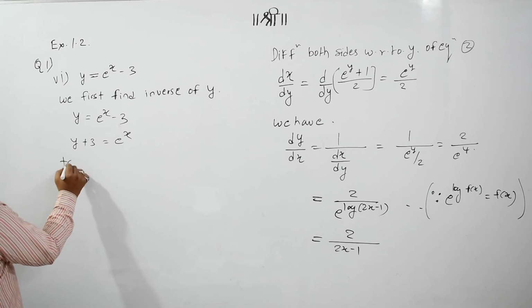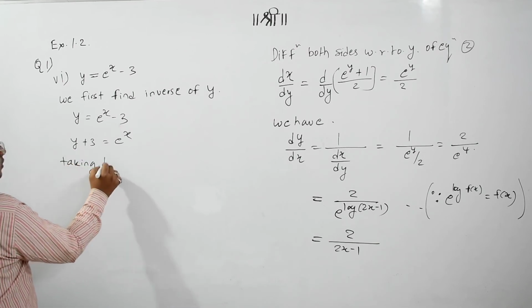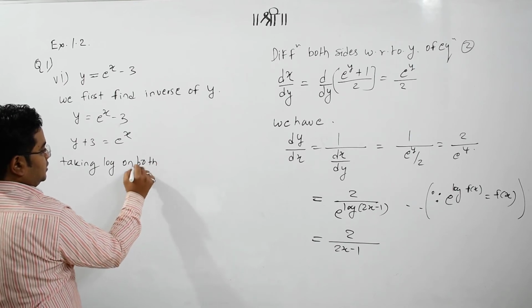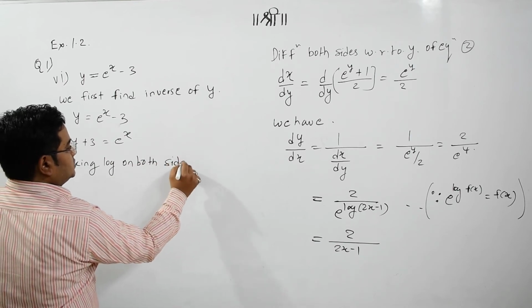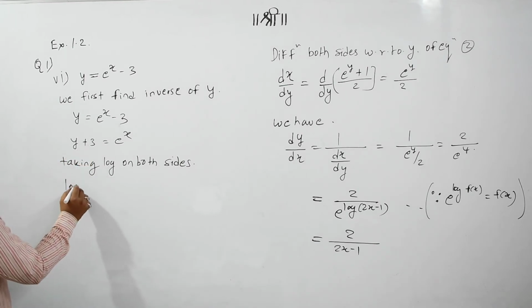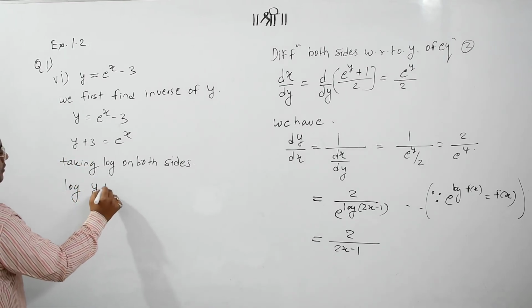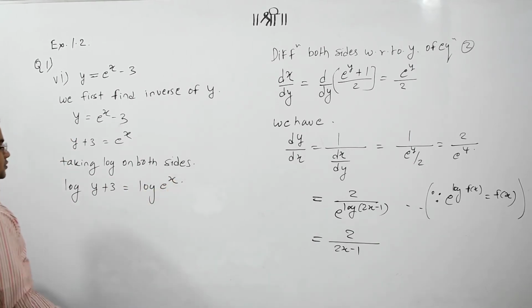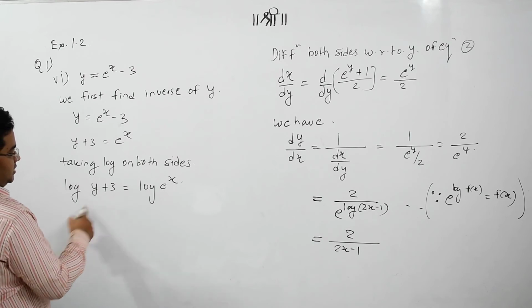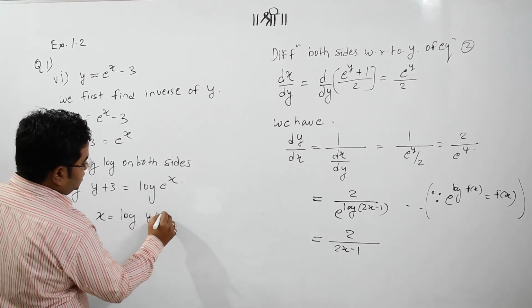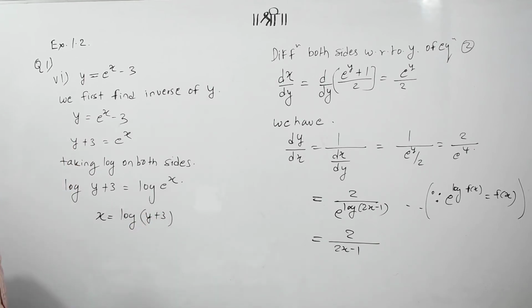So taking log on both sides, this will be very easier. Log of y plus 3 is equal to log of e raised to x. What should be the answer? Again, simplifying this equation, you will get x is equal to log of y plus 3. That's it. Nothing else.